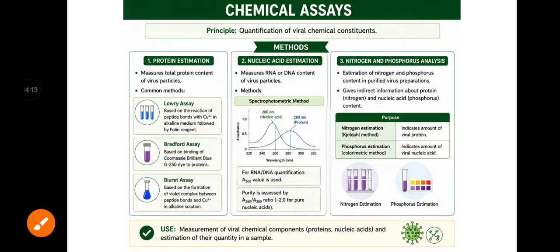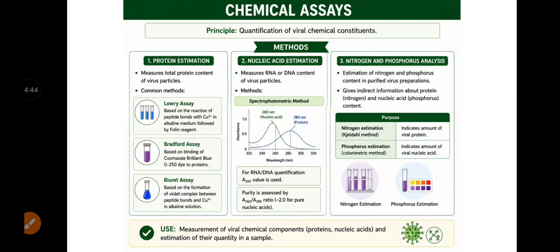Next, about the chemical assay. In here we will do the quantification of viral chemical constituents. As you all know, a virus is chemically a nucleoprotein structure: nucleic acid and protein. And apart from this, there are some other molecules, because it's a biological thing, so definitely nitrogen, phosphorus, carbon, all these things are also there.